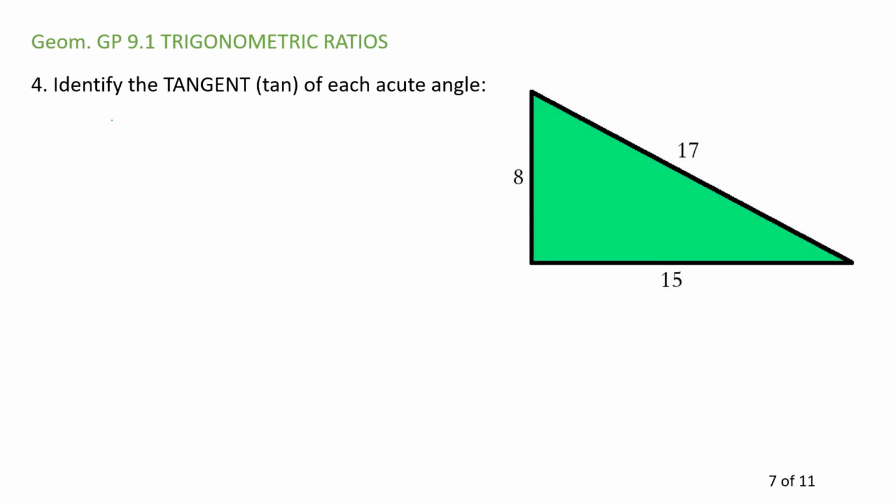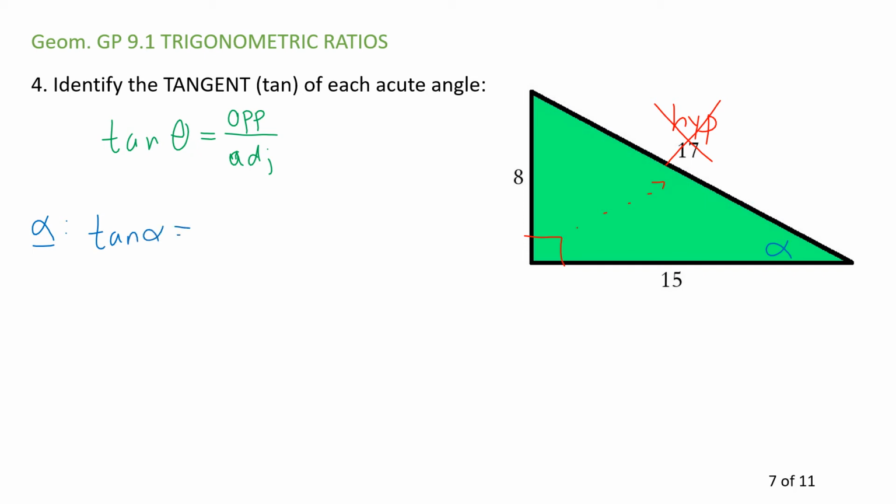The tangent of any angle is the measure of the opposite divided by the adjacent. I still have to identify the hypotenuse, but I'm not going to use it for tangent, so mark it out. This is my alpha. The tangent of alpha is equal to the side that's opposite, which is the 8, over the side that's attached or adjacent, which is 15.